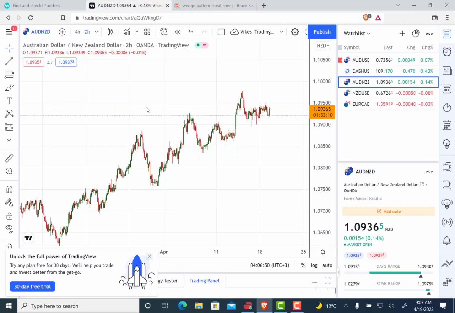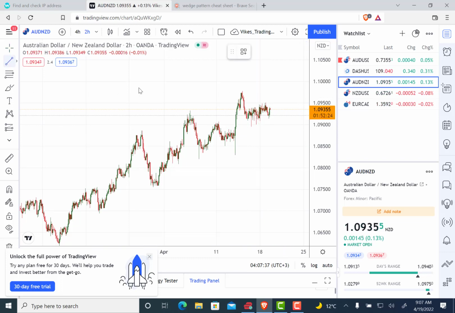So back to AudNzd. So we have this high right now. We have this higher high. We have this higher high. Then we have this low here. We have this higher low. We have this higher low right here.